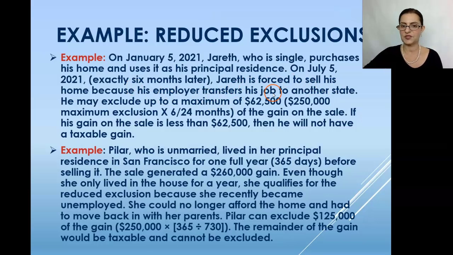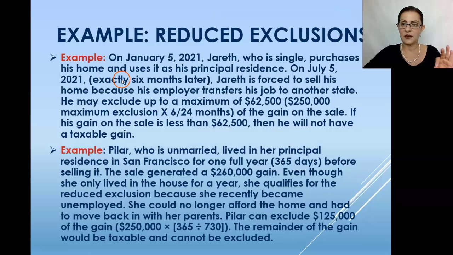his employer transfers his job to another state. So he has a job transfer, all right? And by another state, let's just assume that it's more than 50 miles away from his old workplace. So he does qualify for reduced exclusion based on his circumstances. And in order to find out how much he would be able to exclude on the sale, what you have to do is multiply the number of months, or days if you're going to do days, but the number of months that he actually did own the home and use the home.